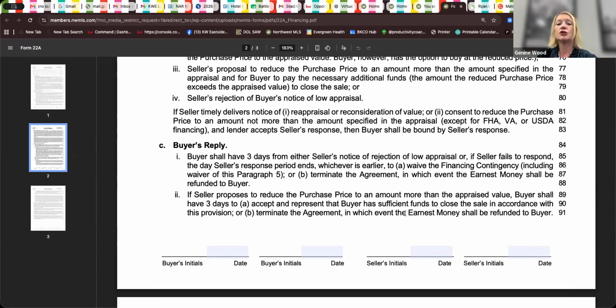If the seller proposes to reduce the purchase price to an amount more than the appraised value, buyer shall have 3 days to either accept or terminate the agreement. So again, in our 475 versus 500, seller says, I'll come down to 490. Buyer can either say yes or terminate, no matter what type of loan they're having.